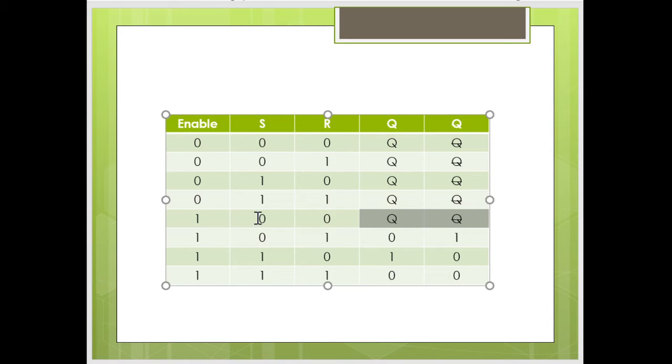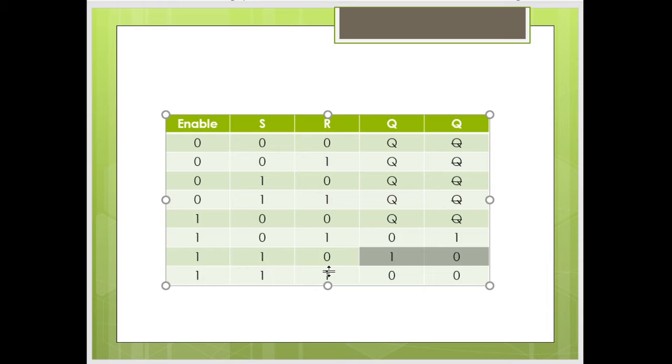For example, if S and R both are 0, it remains in the unchanged condition in SR flip-flop. Therefore Q and Q bar remain the same. But when S equal to 0 and R equal to 1, Q equal to 0 and Q bar equal to 1, this is the reset condition of SR flip-flop. When S equal to 1, R equal to 0, Q equal to 1 and Q bar equal to 0, that is the set condition of RS flip-flop.